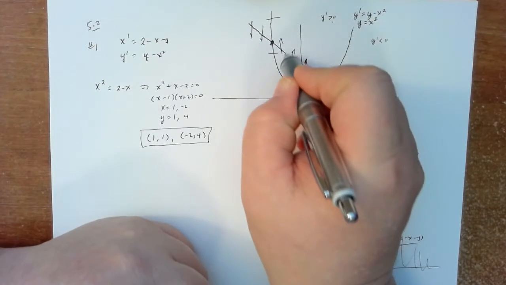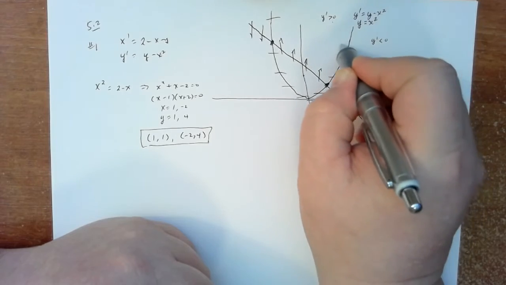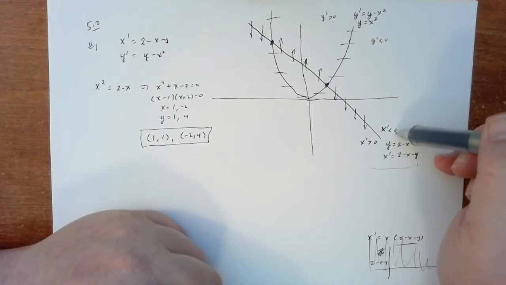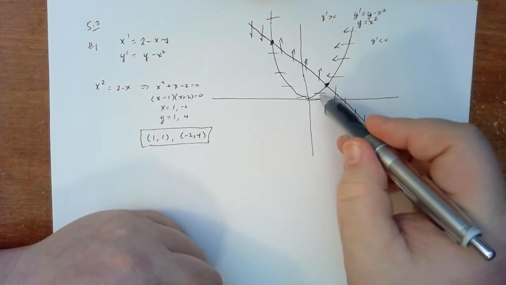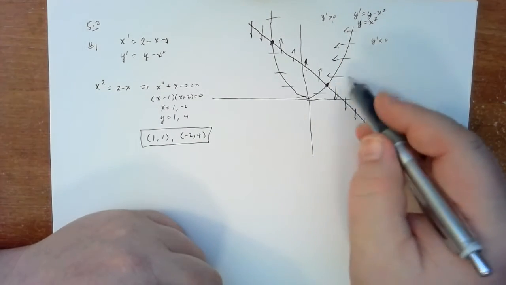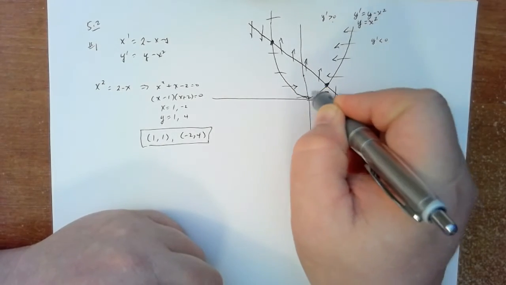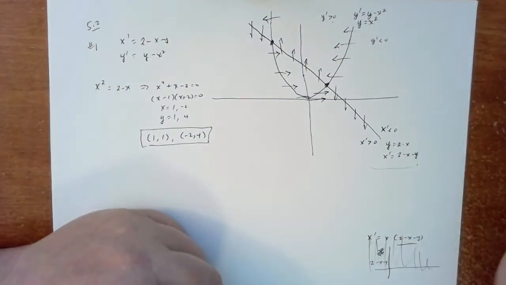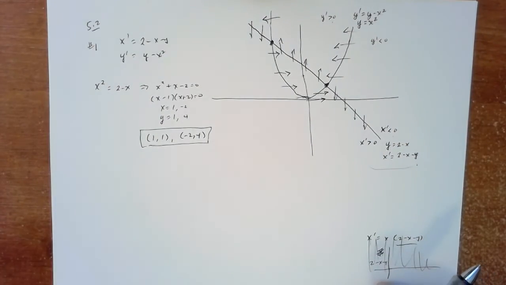Good. Now how about along the parabola? Along the parabola we're going straight across, so we just need to figure out if we're going left or right. And so if we're above the line, x prime is negative, so that means we're going to the left. And below the line, we'd be going to the right. And above the line, we're going to the left.